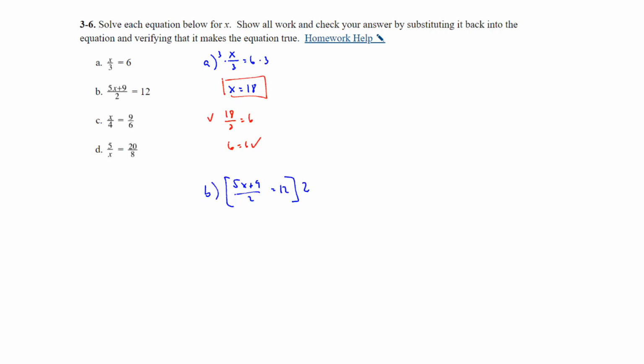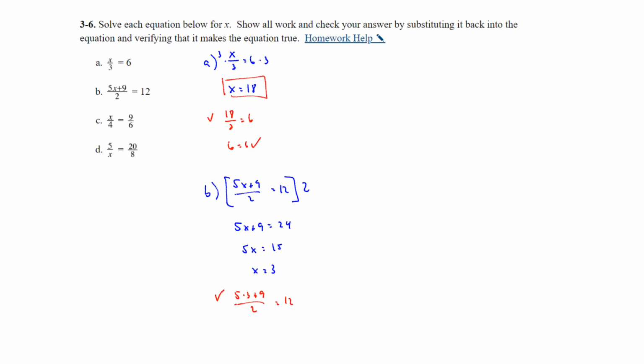That will just cancel out the 2 on the left side to leave you with 5x plus 9. And then on the right side, you'll get 12 times 2, which is 24. And now you can subtract the 9 to get 15, and then divide by 5 to get x equals 3. Once again, to check, this would be 5 times 3 plus 9 divided by 2 should equal 12.